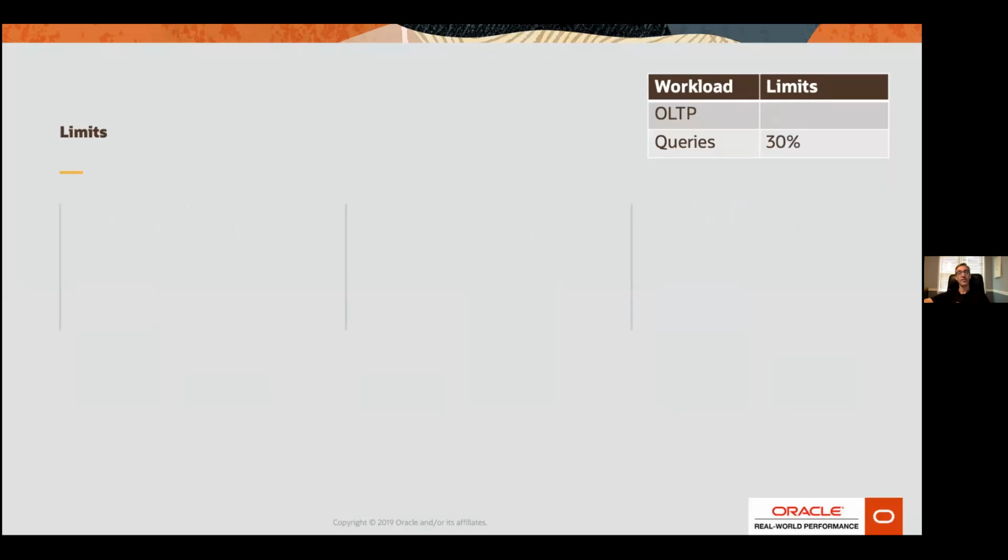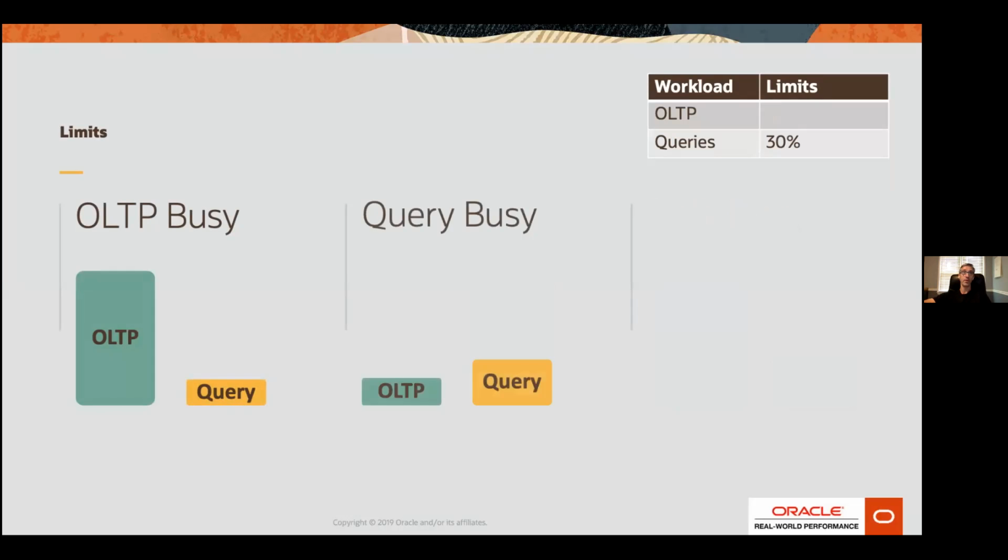With limits, we can actually cap the amount of CPU used by a workload. Here we have not given a limit to OLTP, but we've limited queries to 30%. So if OLTP is busy, it can use lots of resources. But if OLTP is not busy, before with shares, queries could use all of the CPU resources. If we set the limit to 30%, it cannot go over 30% CPU utilization. And when they're both busy, queries can get up to 30%, and there's no cap on OLTP.